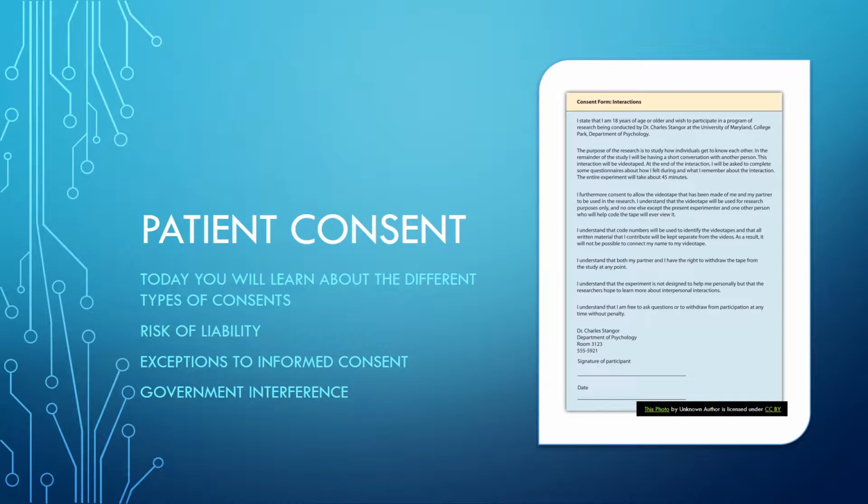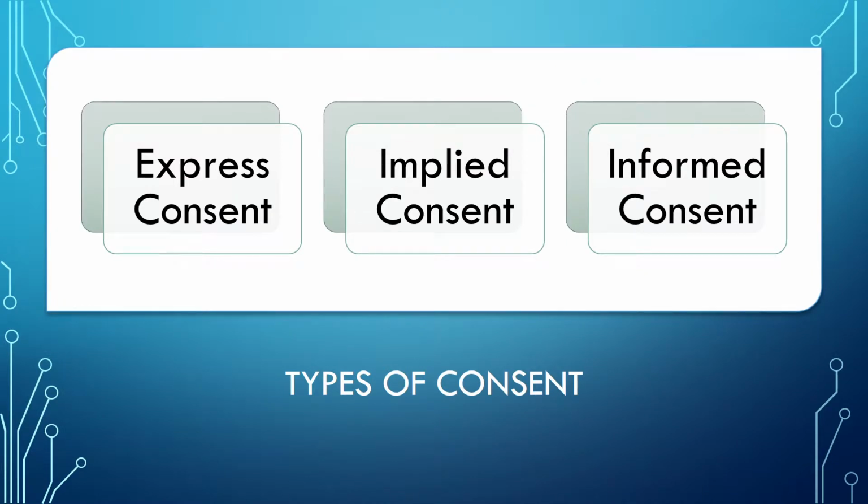And also government interference, where the government or the court orders a specific examination or treatment without the patient's consent. So I hope that you will learn those things today from my presentation. There are three types of consents that I would be covering in this presentation: express consent, implied consent, and informed consent. And I will be explaining them in detail in the next slides.